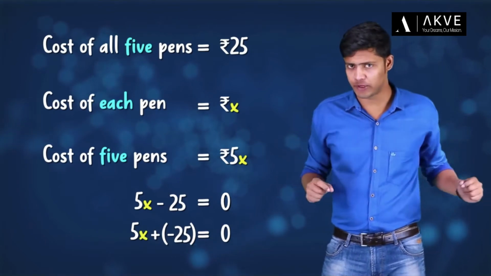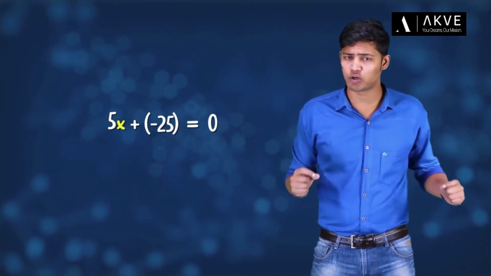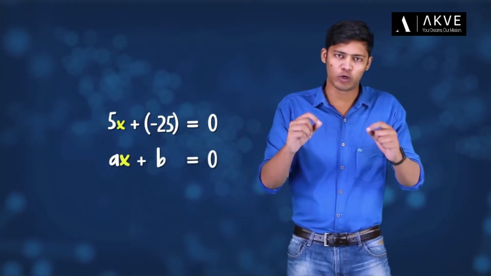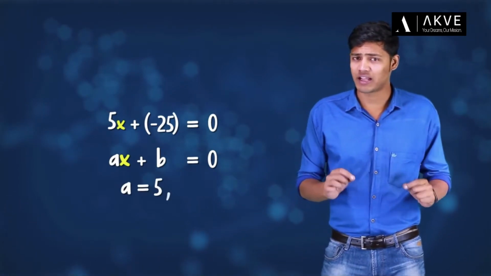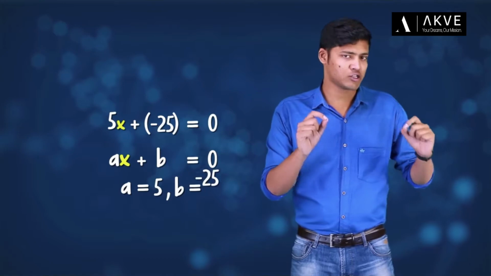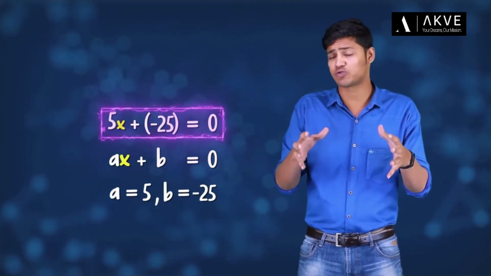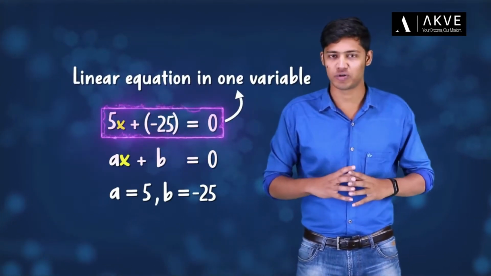If you observe carefully, the equation 5x plus of minus 25 equal to 0 is in the form of ax plus b equal to 0, where the value of a is equal to 5 and the value of b is equal to minus 25. So we can conclude that 5x plus of minus 25 equal to 0 is a linear equation in one variable. Let's consider a different situation now.